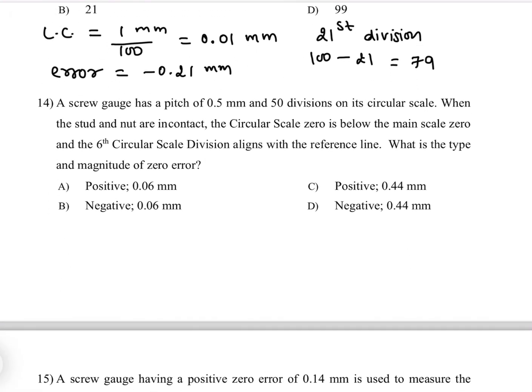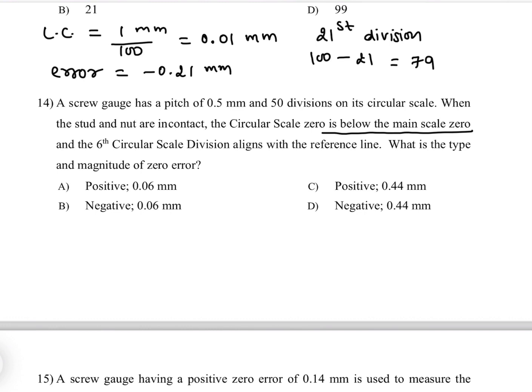14th. A screw gauge has a pitch of 0.5 millimeter and 50 divisions on its circular scale. When the stud and the nut are in contact, the circular scale 0 is below the main scale 0 and the 6th circular scale division aligns with the reference line. What is the type and magnitude of the zero error? The zero of the circular scale is below the main scale, that is given in the question. That means the error is positive. So either option A or C is correct.